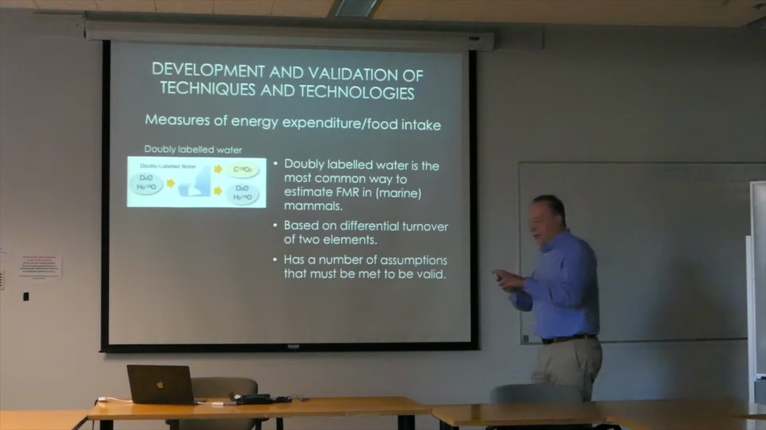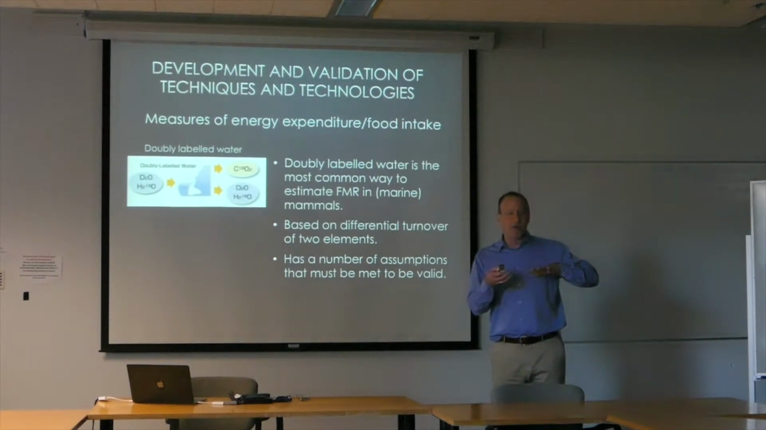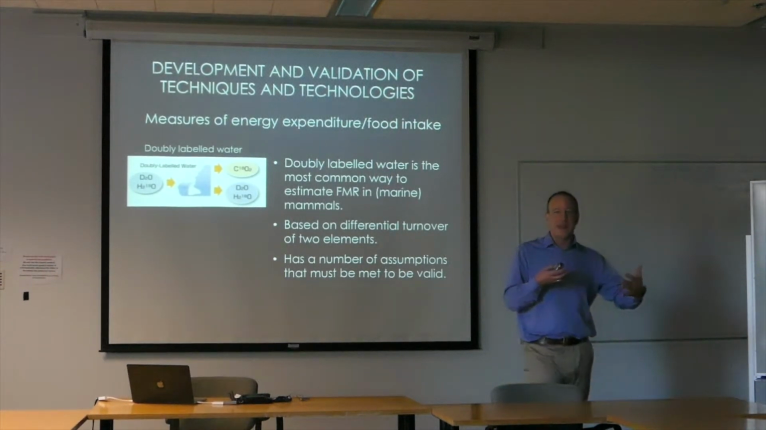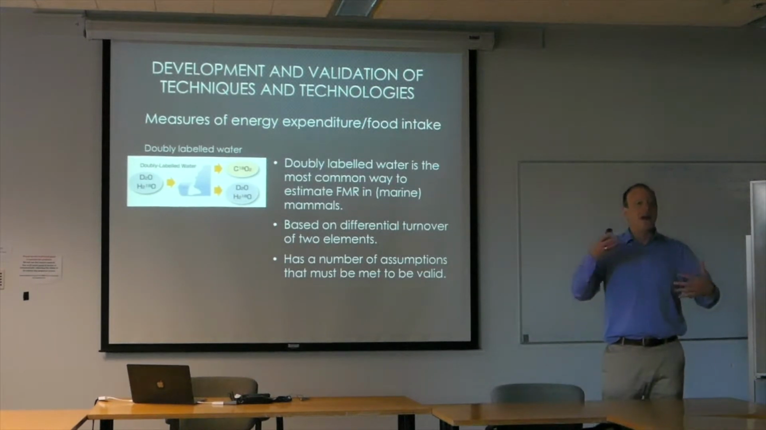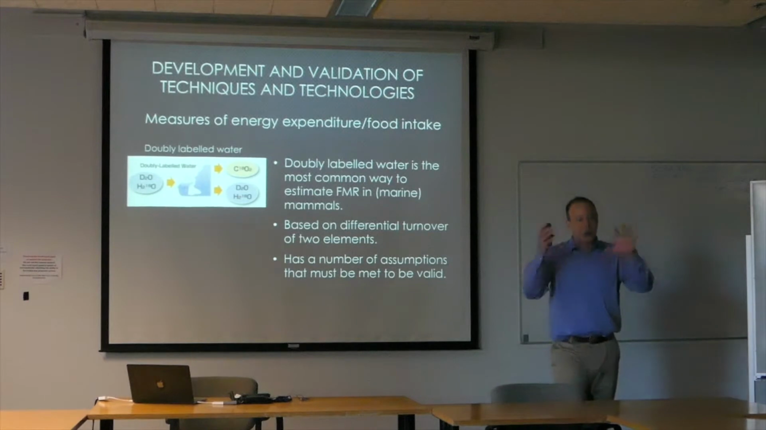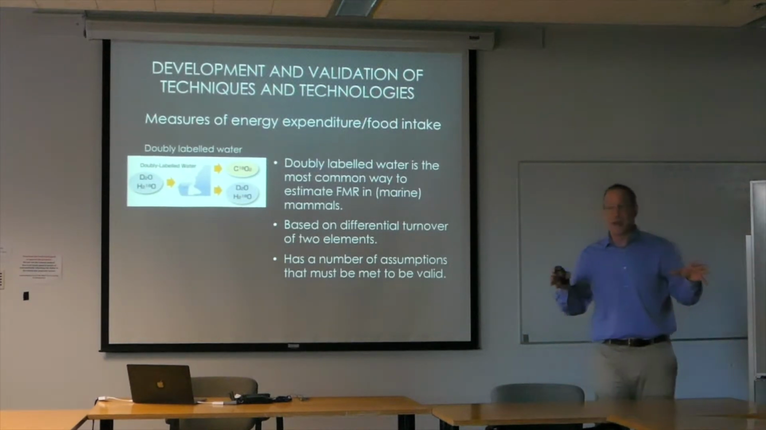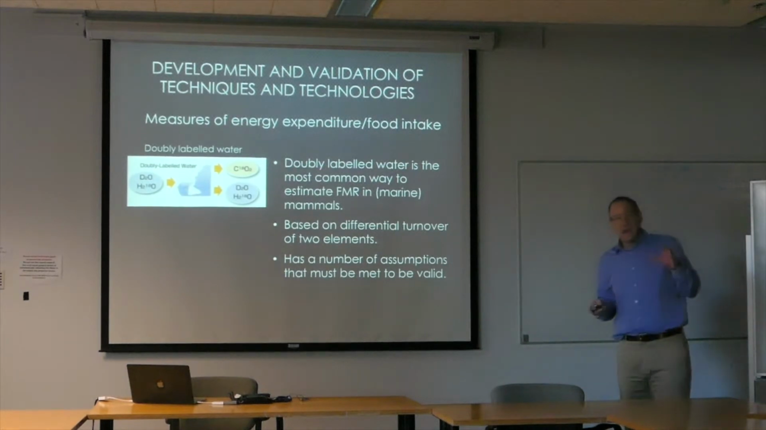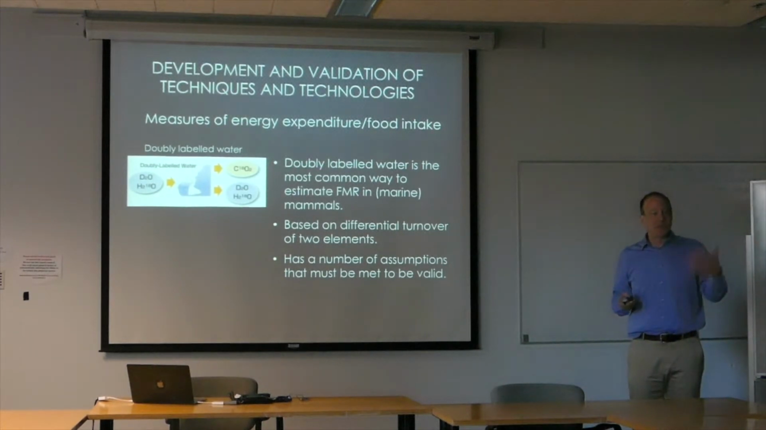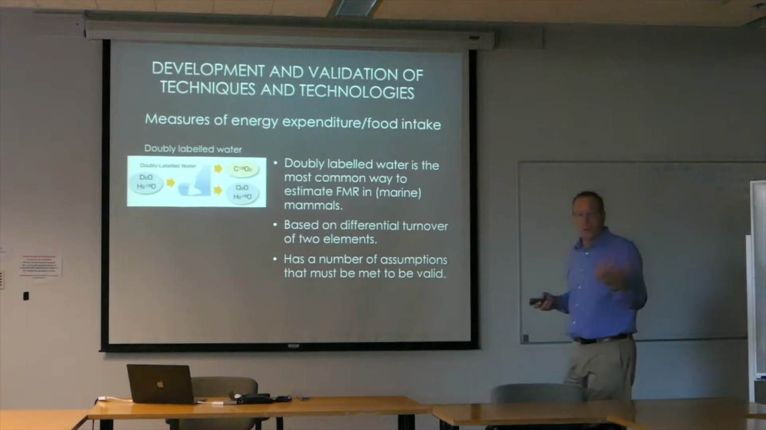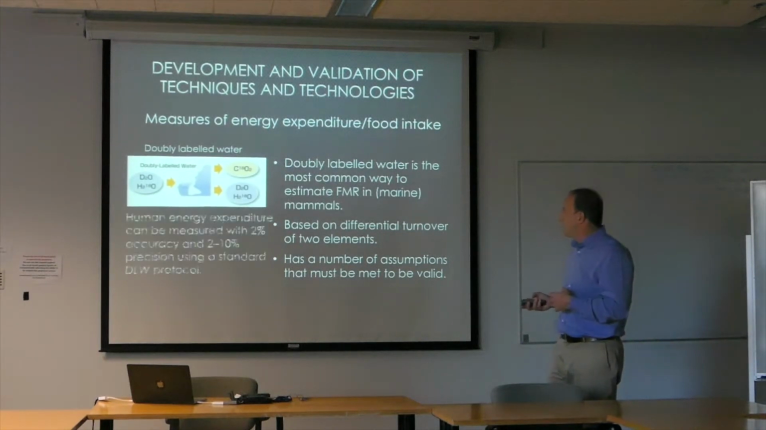It's based on, without getting into the chemistry, the differential turnover of two labeled components that you inject into the animal, and you can estimate then how much carbon dioxide they're producing. Sounds simple. Of course, there's a lot of assumptions behind how that animal is behaving at that time. It's predominantly developed and used in human energy studies, so all those diet studies you read about in the press.